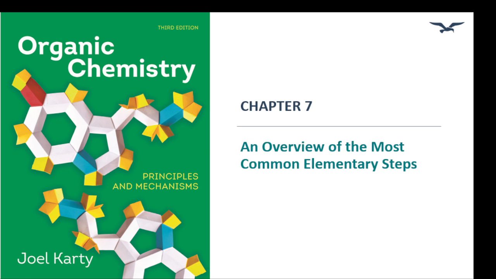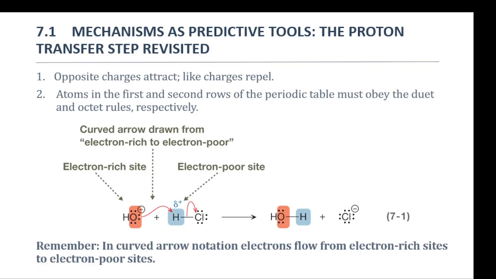All right, so this is the overview of your most common elementary steps. It's like the little bridge that's going to take us into reactions. So these are the common steps you're going to see in reactions. Think of them as the motifs, or like the steps in a dance, or in a song. So the mechanisms are going to be predictive tools. This is, again, that proton transfer. We're going to revisit that real quick. So opposite charges attract, like charges repel. We're all okay with that, right?